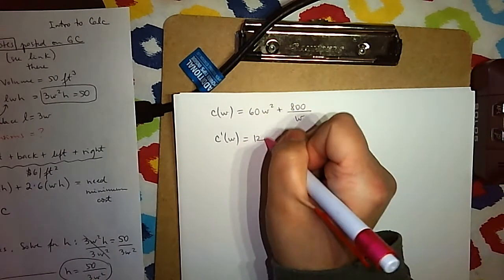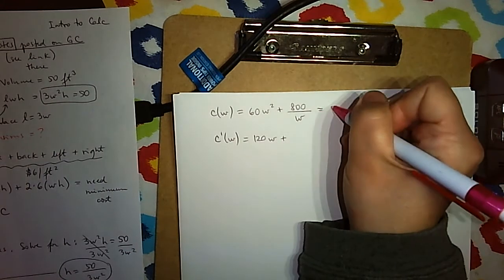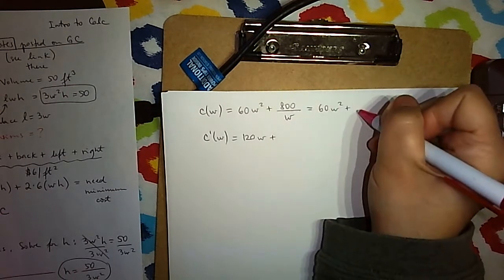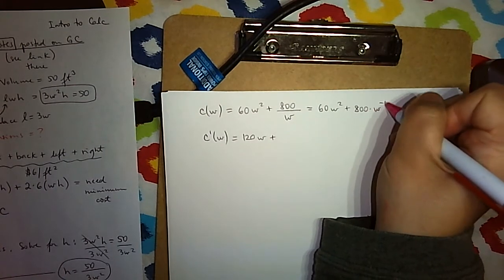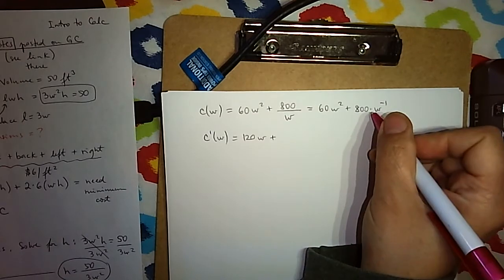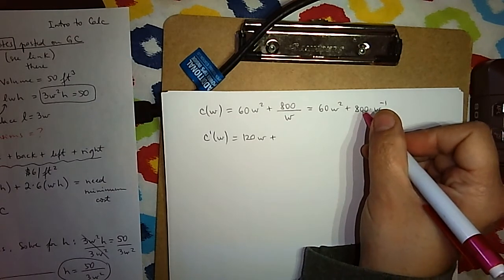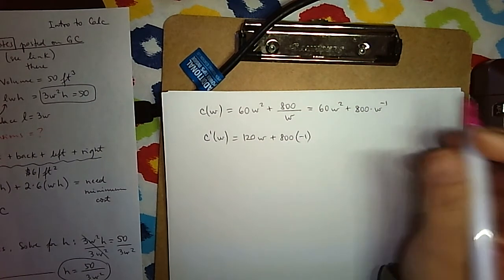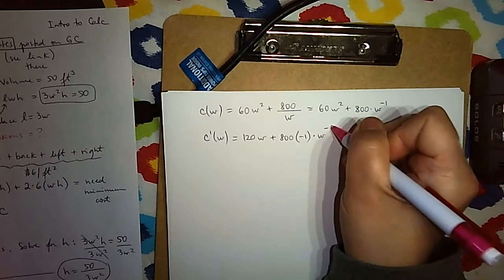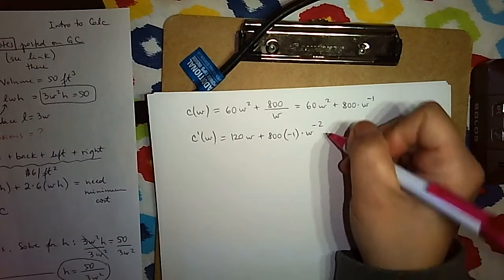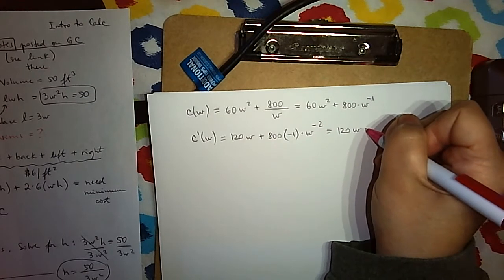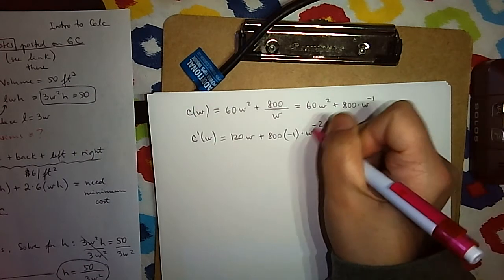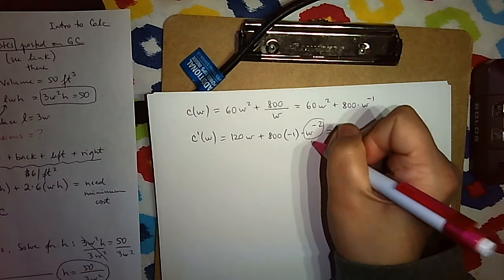60 times 2, that's 120 W plus. If we try to think about what rule to use instead of the quotient rule, I might as well rewrite. So I'm going to say 800 times W to the negative 1 here. So I'm going to do a power rule, which is easier. I have 800 and then negative 1. So that is really 800 and then take the negative 1 down times W to 1 less than before, which is negative 2. So we really have 120 W and then it's a negative here, 800 over W squared, because we had the negative exponent. This part here was a negative exponent.